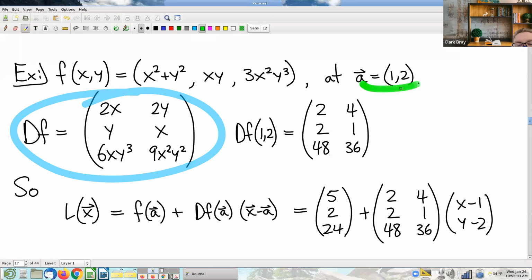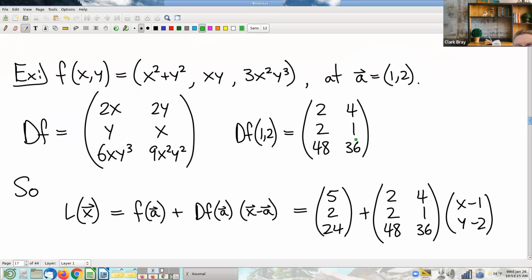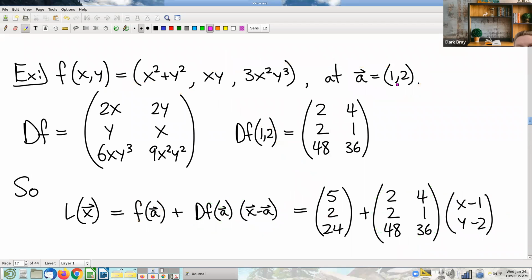I'm interested in what's going on at that point 1, 2. So this becomes that, just arithmetic. And there you go. There's your DF. And you've, of course, also got to take A and plug it in to get the value of the function. Right? We already got the matrix there. And then that gets multiplied by x minus A. And there you go. There's our linear estimate.